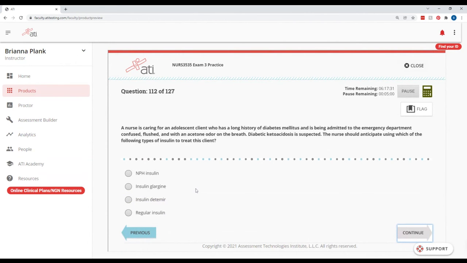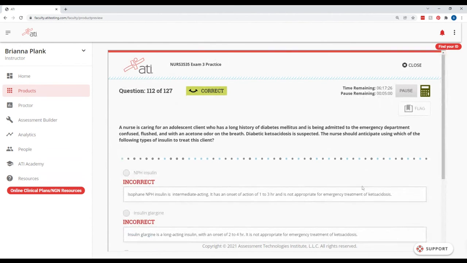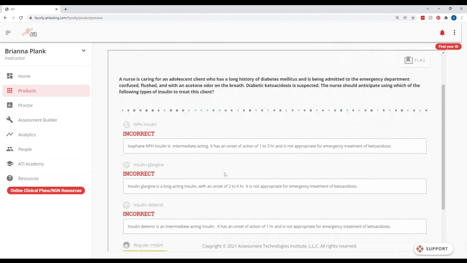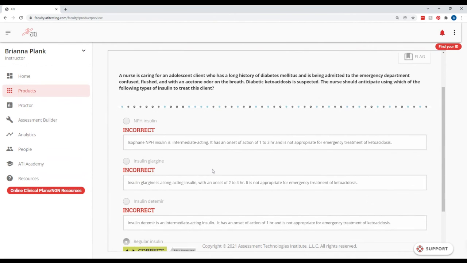Okay. What do you guys think? So with DKA, we're always using regular insulin. Okay. We don't use the long-acting ones. We're going to be using just regular insulin, and usually we're going to give it IV.